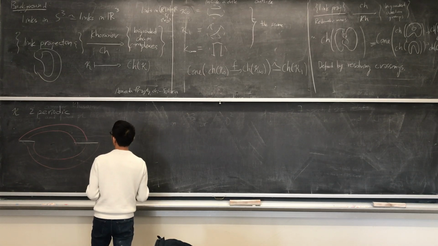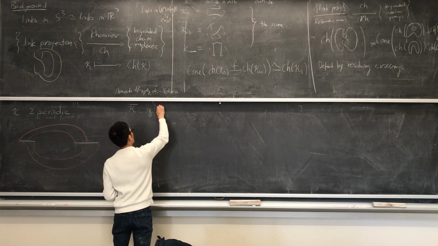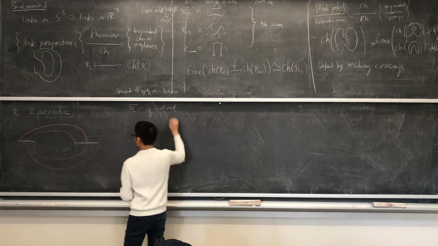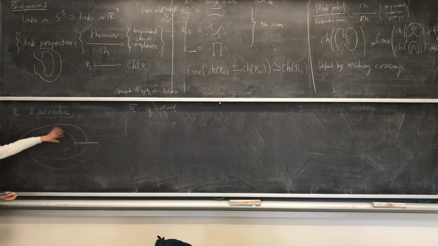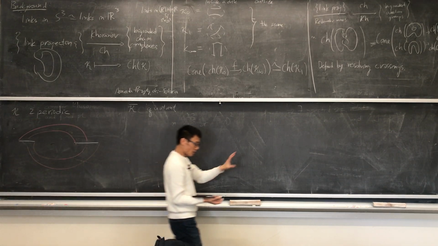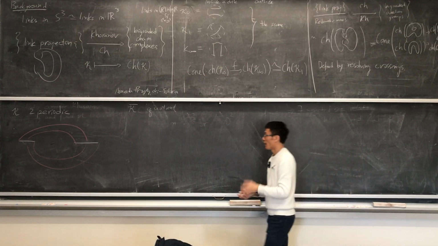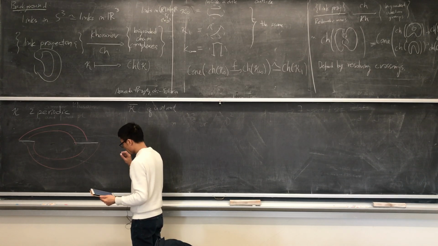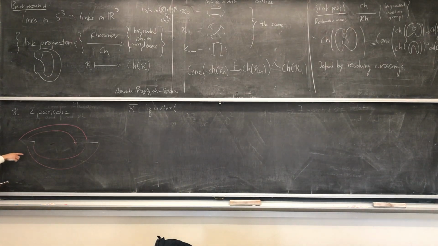And then for two periodic links, you can take the corresponding quotient. Just rotation by 180 degrees. So in general, you can consider a Z mod 2 action on S3 such that the link is fixed by the Z mod 2 action, and it is disjoint from the fixed locus.